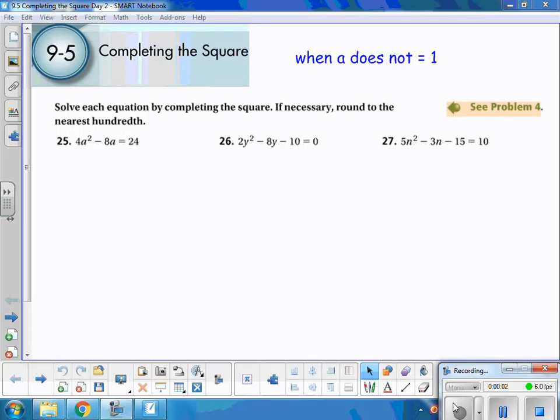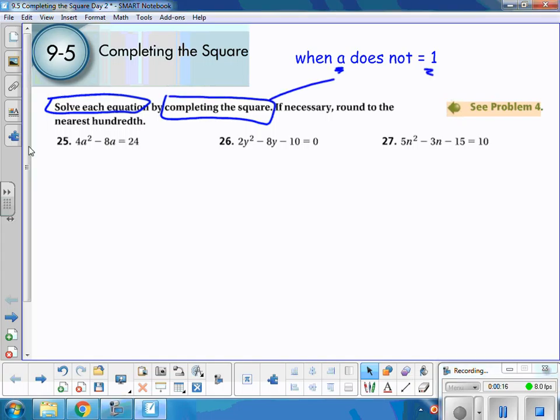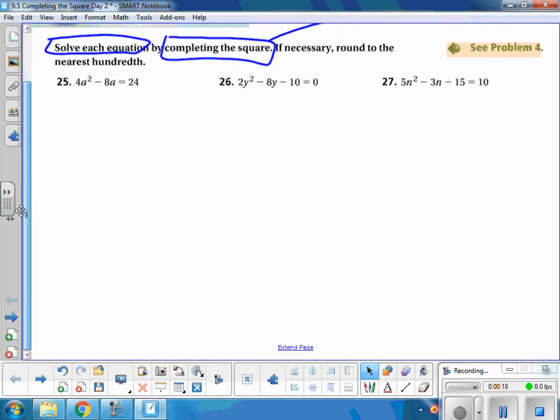All right, well, we're going to continue solving quadratic equations. We're going to do this by completing the square. So we're going to solve each equation by looking for that x-intercept, and we're going to be completing the square, but this time we're considering when the a term does not equal 1, because we have to look at that a little bit differently. So number 25, my a term is 4.